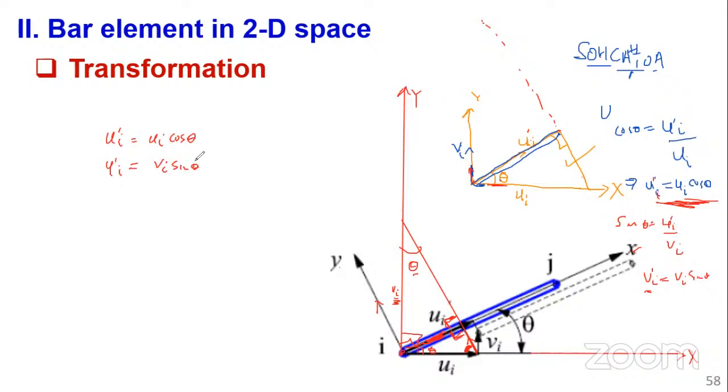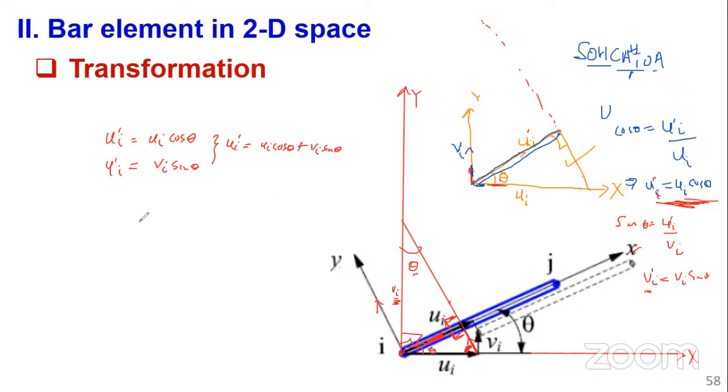So you can add this to have overall UI prime is equals to UI cos theta plus VI sine theta. Just hoping we are together so far.